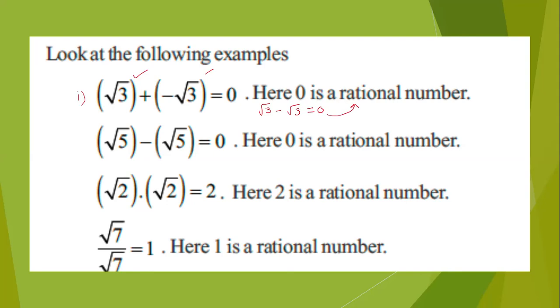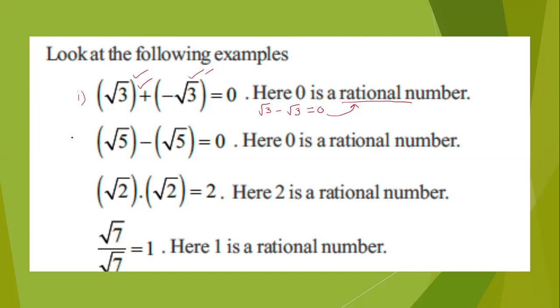How can you say? Already we know that here in the root 3, 3 is not a perfect square, which is under the square root symbol. That means square root of 3 is an irrational number. And minus root 3 is also an irrational number. Then what we get? Root 3 minus root 3, we get 0. That means 0 is a rational number. That means sum of two irrational numbers gives us a rational number.